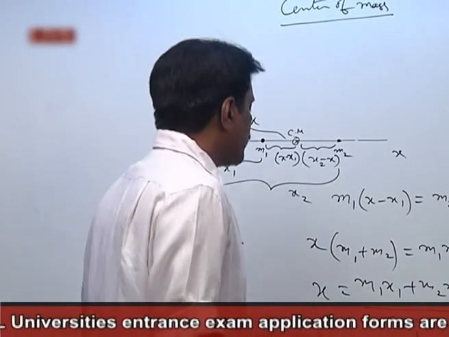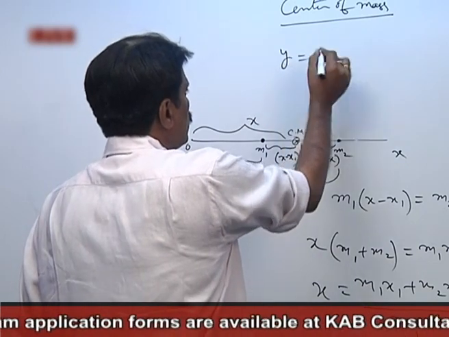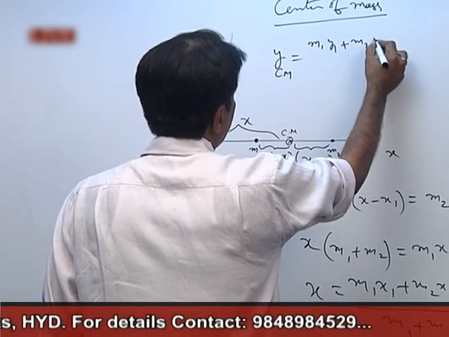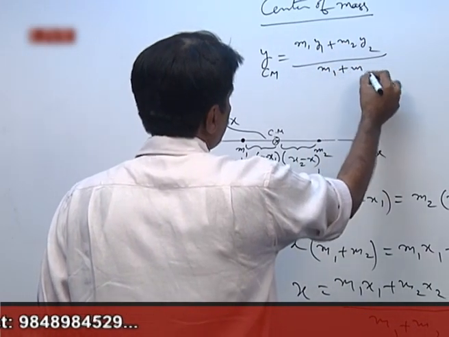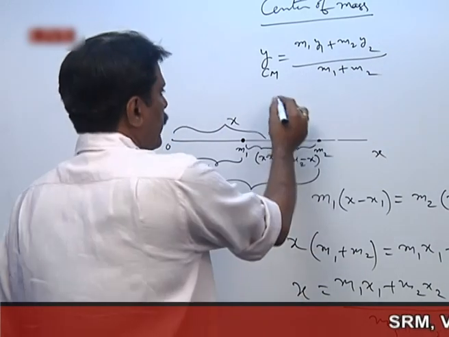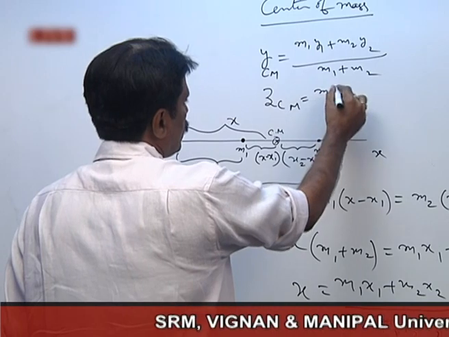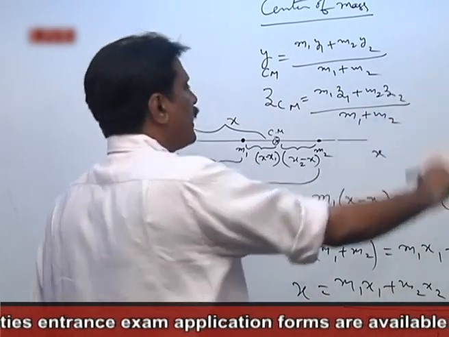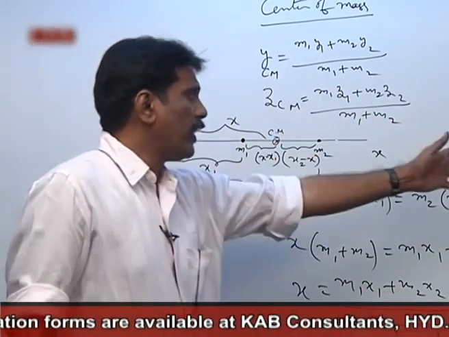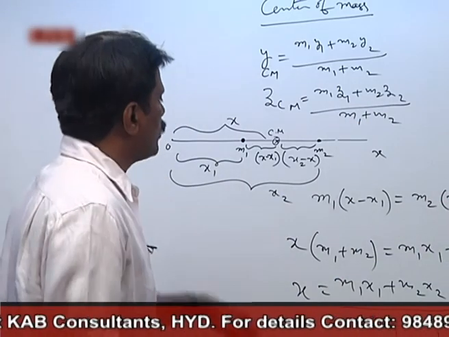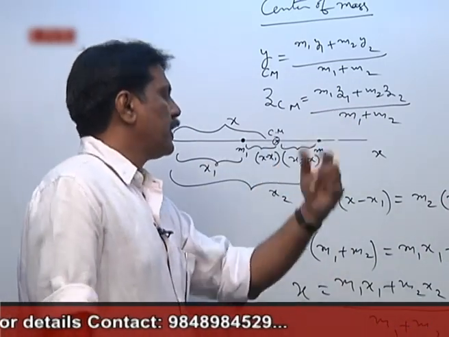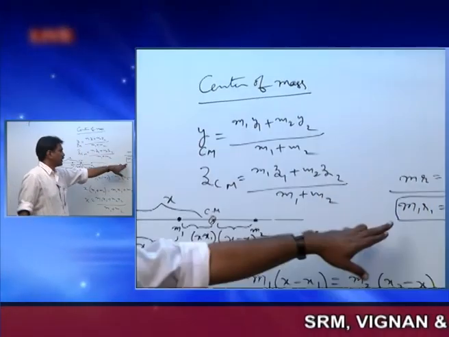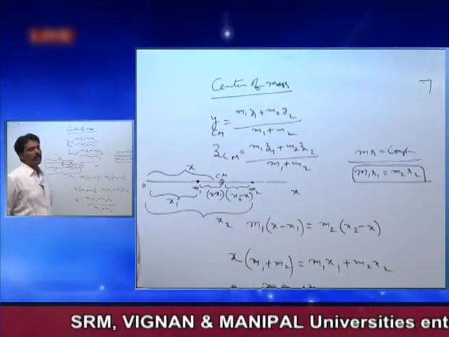Similarly, if the particles are on the y axis, we can write the y coordinate of center of mass is equal to m1 y1 plus m2 y2 by m1 plus m2. Similarly, for z also we can write like this. So, see, we are using the same relation again and again, and we are getting solutions for each and every case using the formula m1 r1 is equal to m2 r2. Actually, it is the concept: mass is inversely proportional to distance from center of mass.